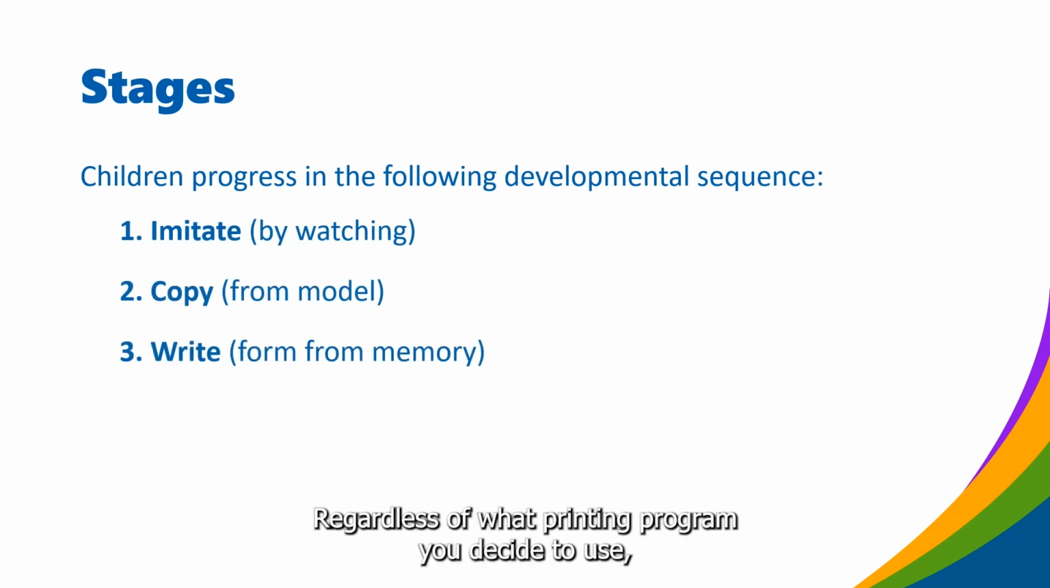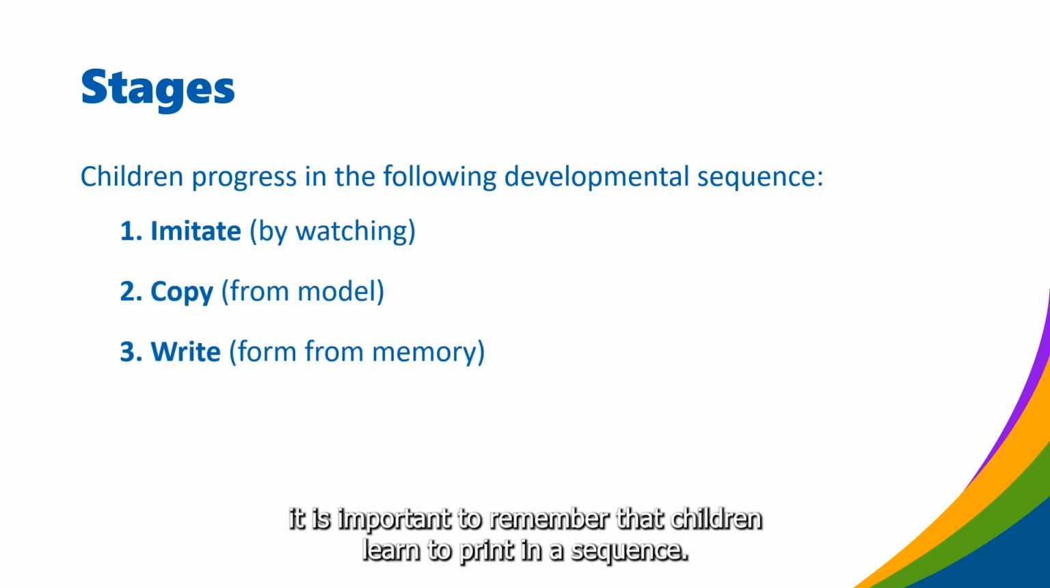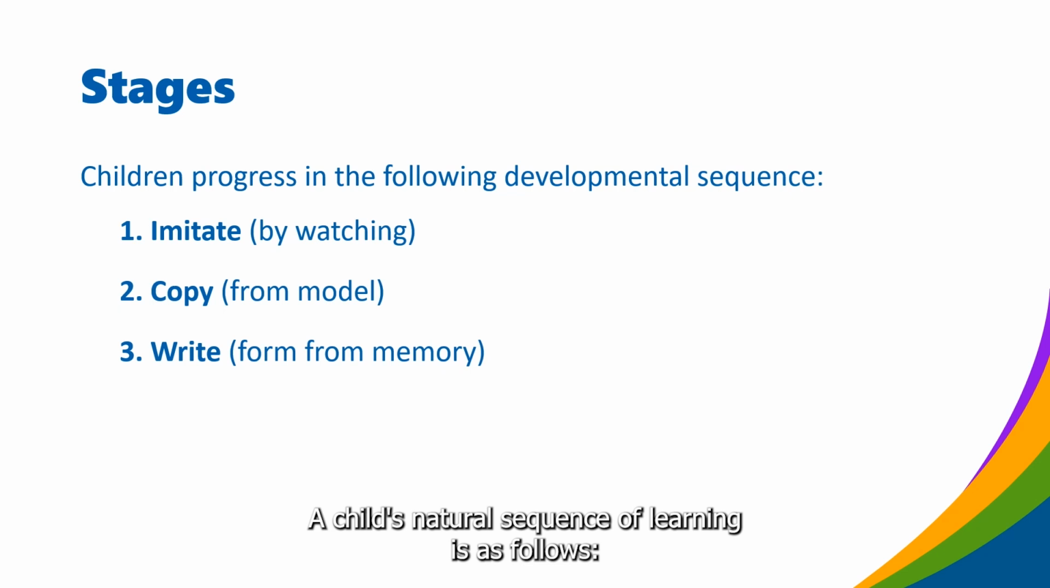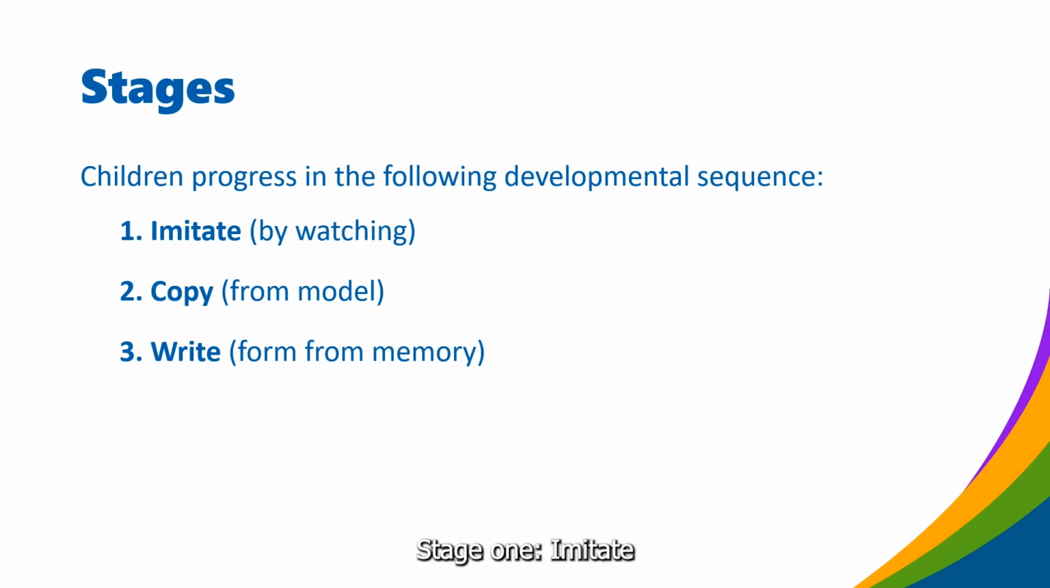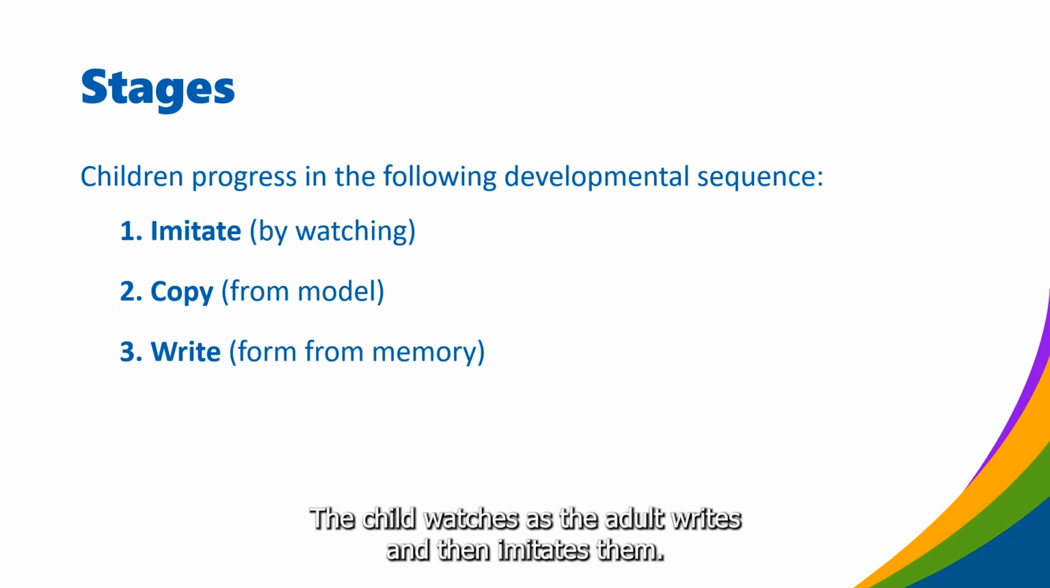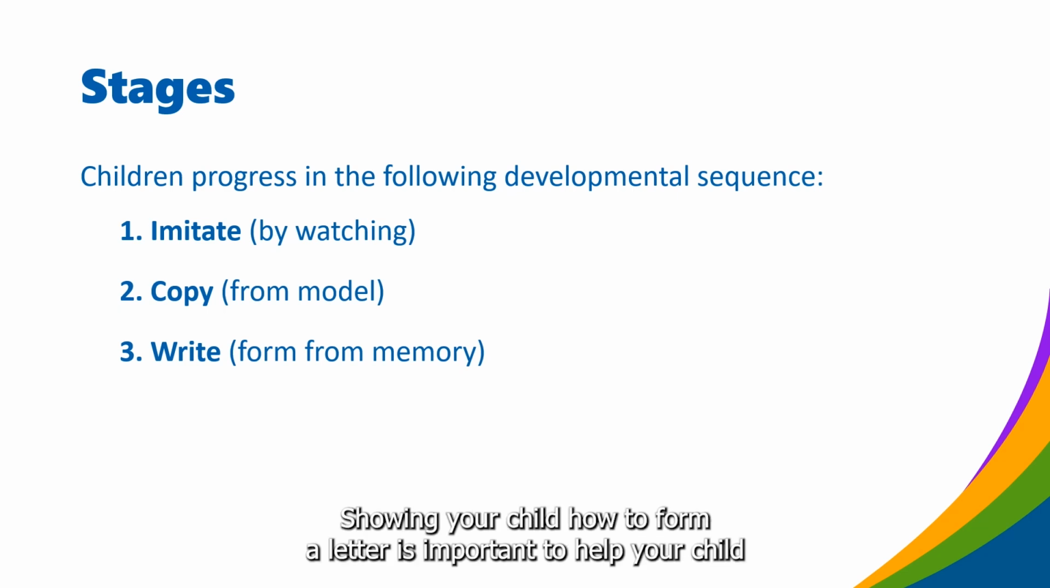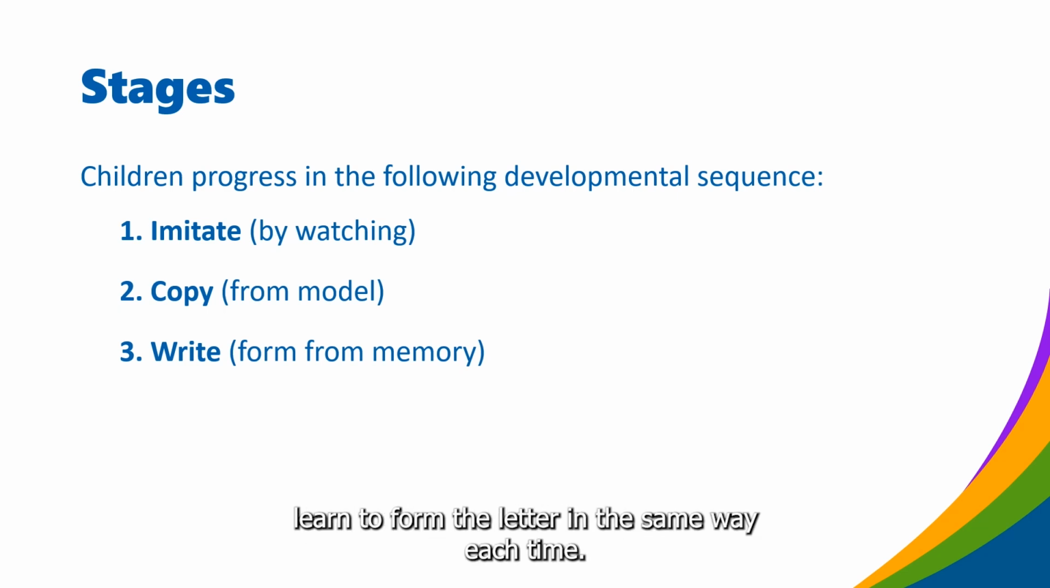Regardless of what printing program you decide to use, it is important to remember that children learn to print in a sequence. A child's natural sequence of learning is as follows. Stage 1, imitate. The child watches as the adult writes and then imitates them. Showing your child how to form a letter is important to help your child learn to form the letter in the same way each time.